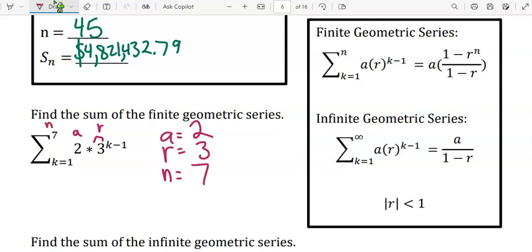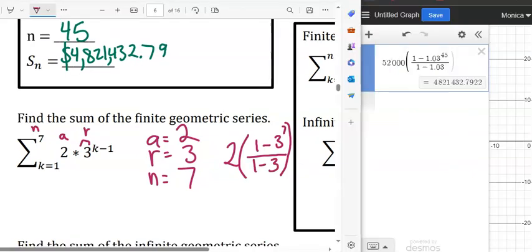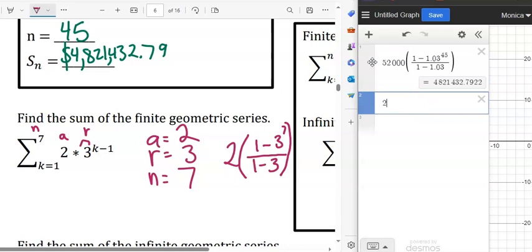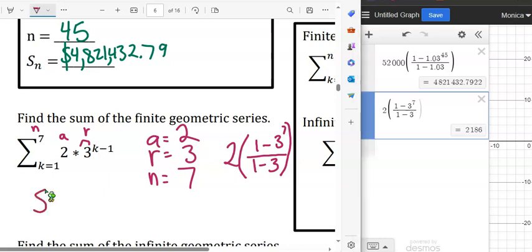R is the common multiplier, the common ratio, it's 3, and then N is 7. We'll plug it into this formula, and then you get 2 times (1 minus 3 to the 7th power) all over 1 minus 3. We'll plug this one into the calculator just like the previous example. So S of 7 is equal to 2,186.